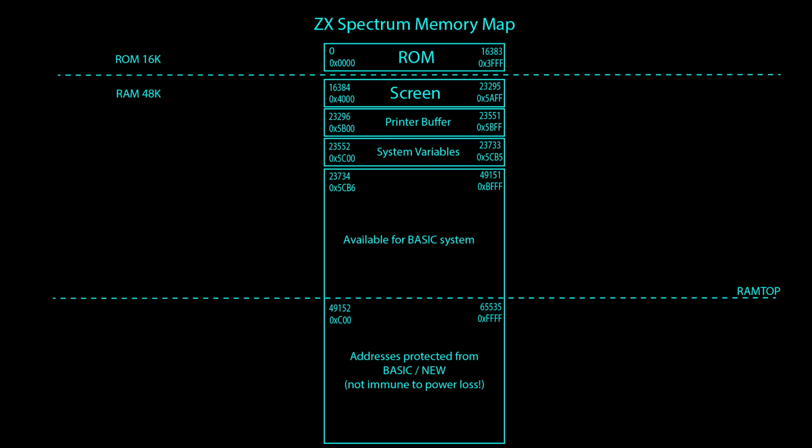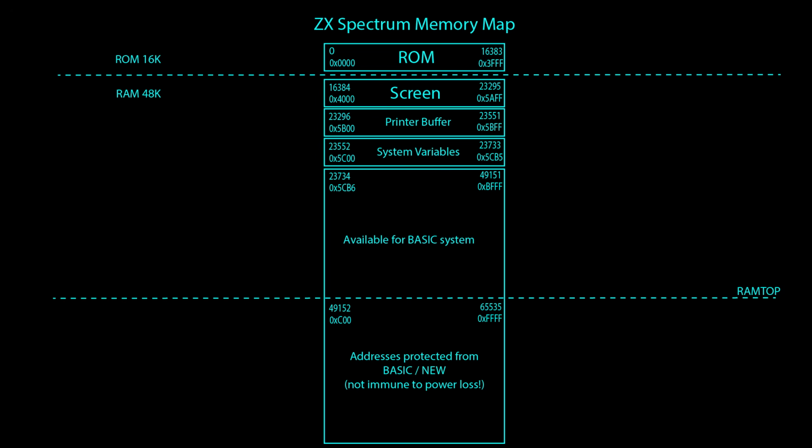So you can be sure that anything in that range will not be overwritten by the BASIC system or cleared by the NEW command. Of course, once you power down the Spectrum, then the contents of that part of RAM will be lost along with everything else. And on rebooting the system, RAMTOP will have been reset to its default value.